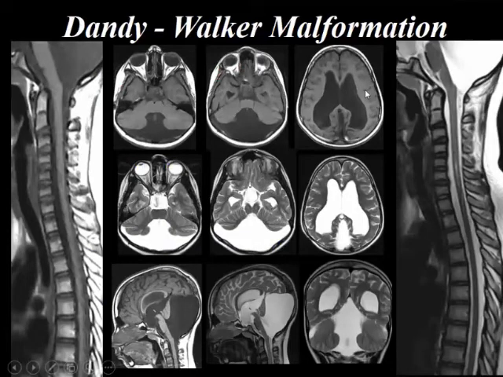Let's look at a few illustrations here. This is a case of Dandy Walker malformation. And in Dandy Walker malformation, we all know there is a large posterior fossa cyst. The posterior fossa is enlarged, and you have a small cerebellum. The cerebellar hemispheres are small. You have vermian hypoplasia, and this cyst communicates with the fourth ventricle, giving rise to hydrocephalus.